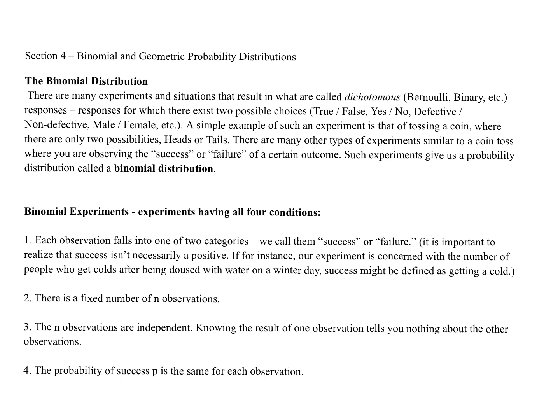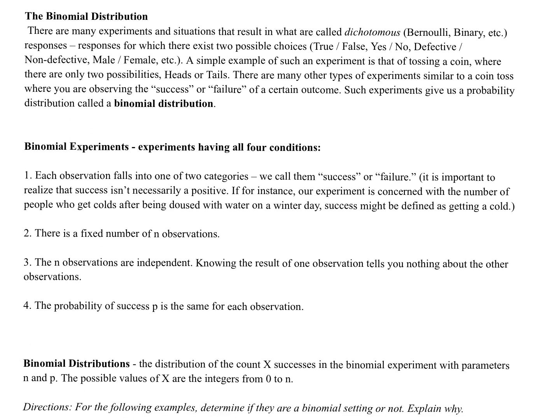In order for something to be a binomial distribution, there are 4 conditions it has to meet. The first one is that each observation falls into one of 2 categories. We call them success or failure. Now, success doesn't necessarily mean positive. If you're looking for the number of people who get colds after being doused with water on a winter day, success might be defined as getting a cold. So success is just the affirmative of whatever your situation is. It's not necessarily going to be good.